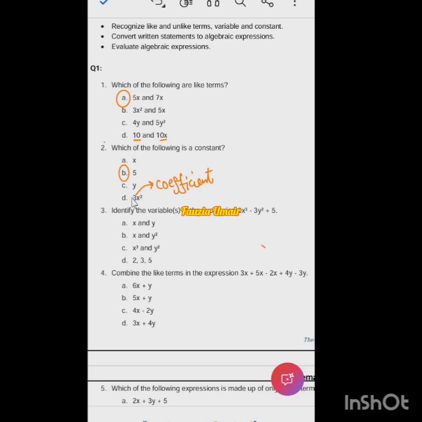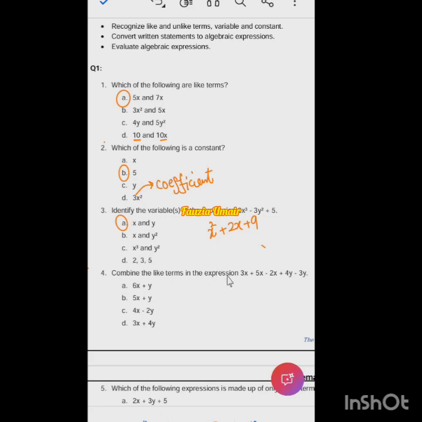We will say the variables are x and y, right? They are the variables. Powers are not included. For example, there is an expression x square plus 2x plus 9. So if somebody asks you, what are the variables in this expression?